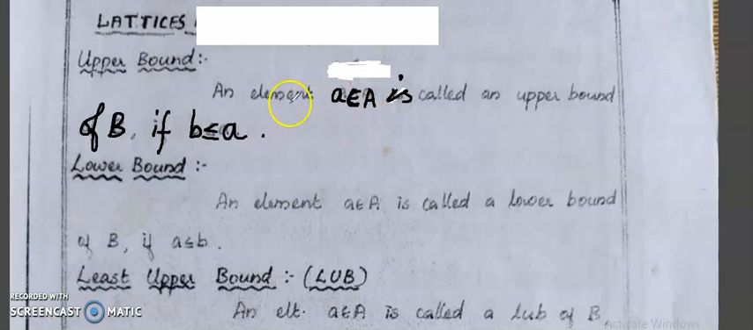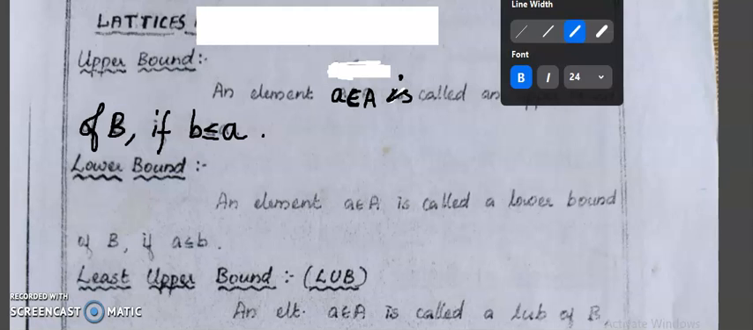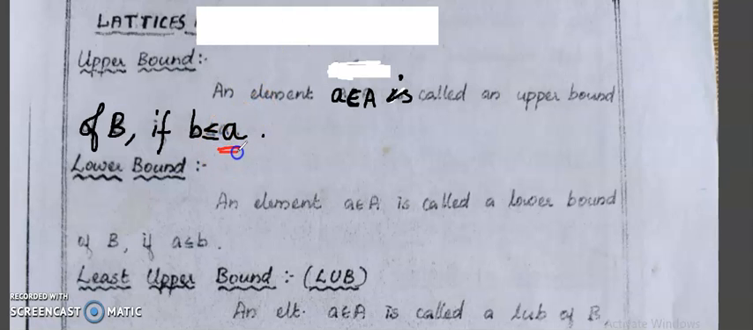So we say an element a belonging to capital A is called an upper bound of capital B if b is less than or equal to a. That means for any element b, a will be the greater element. a will always be greater. So we say this a is the upper bound.